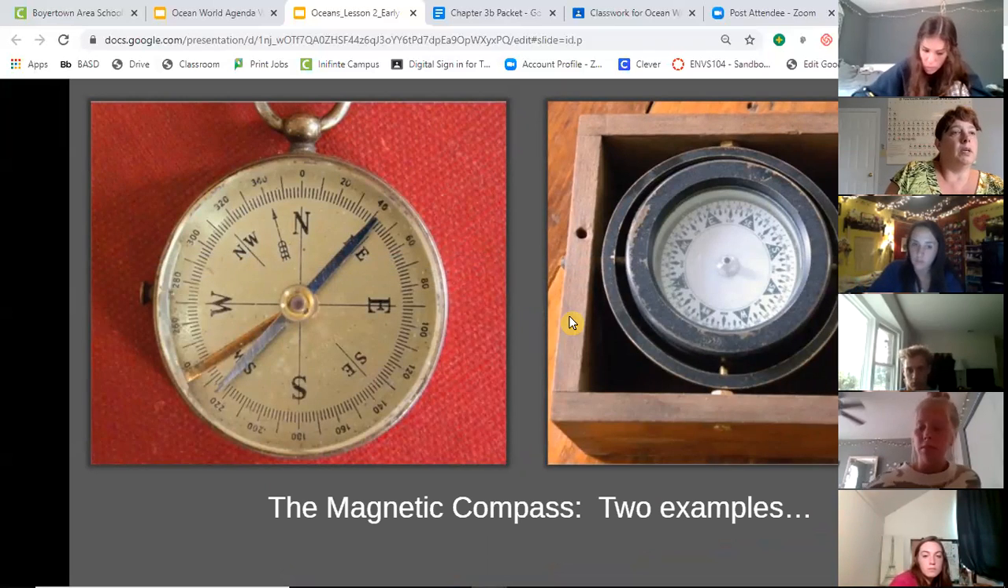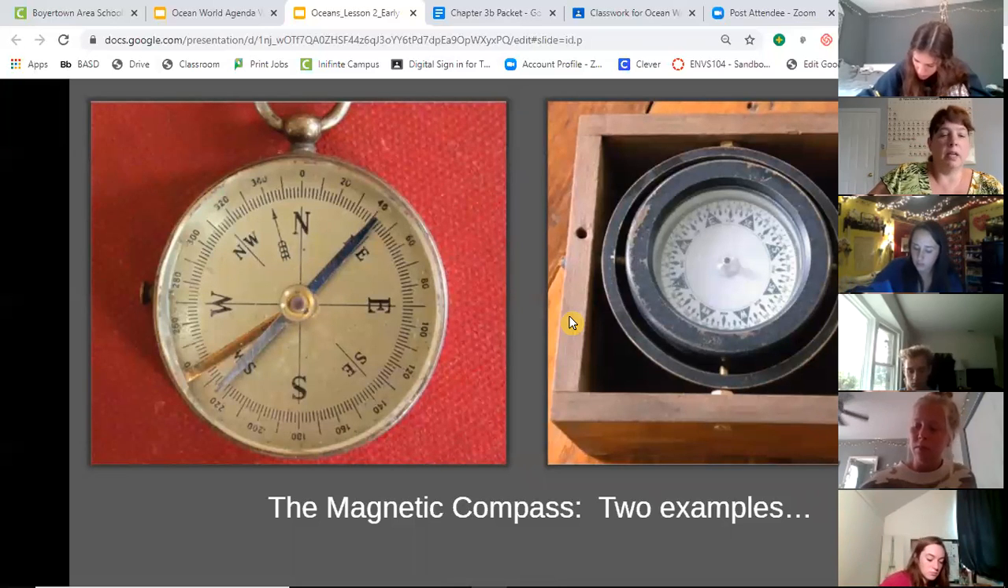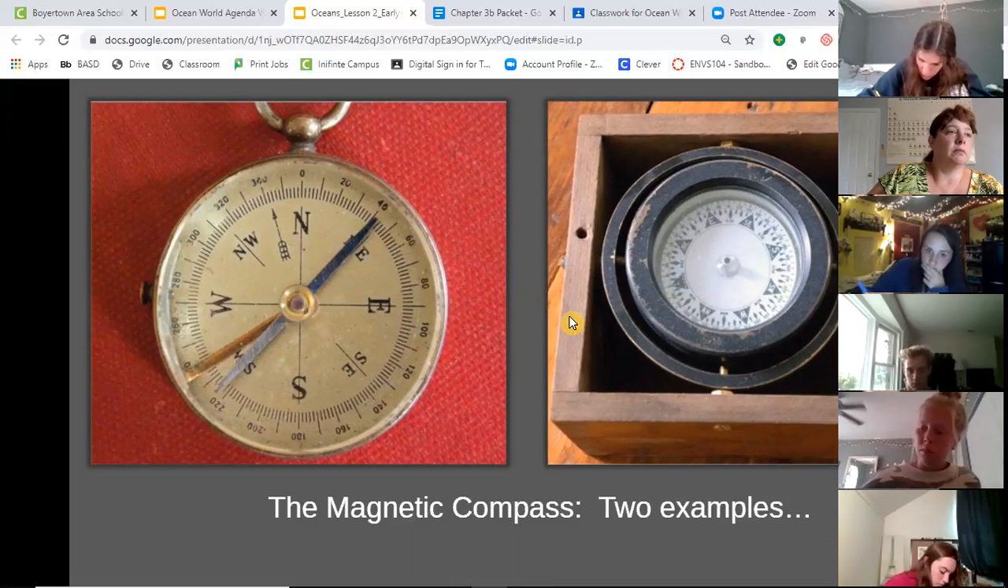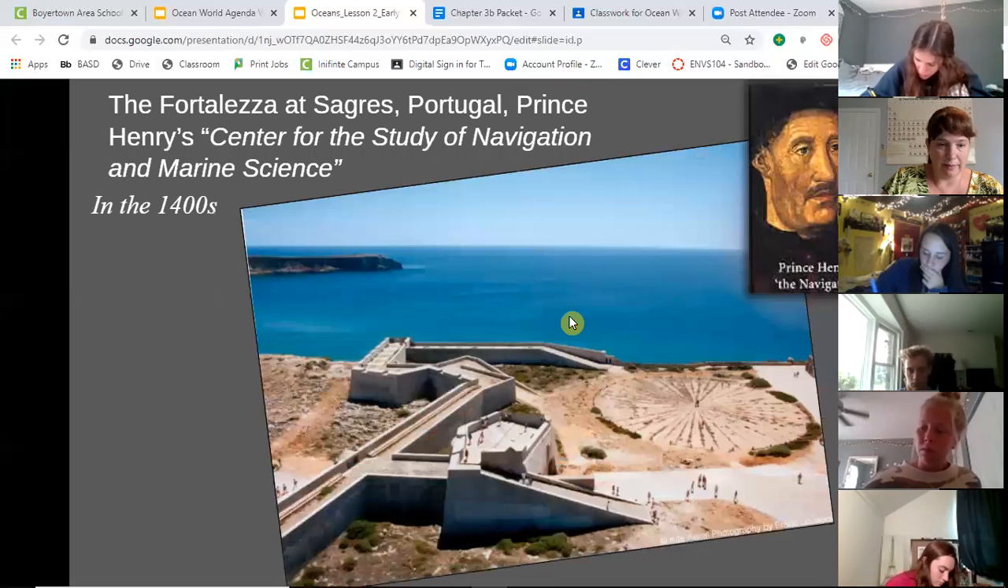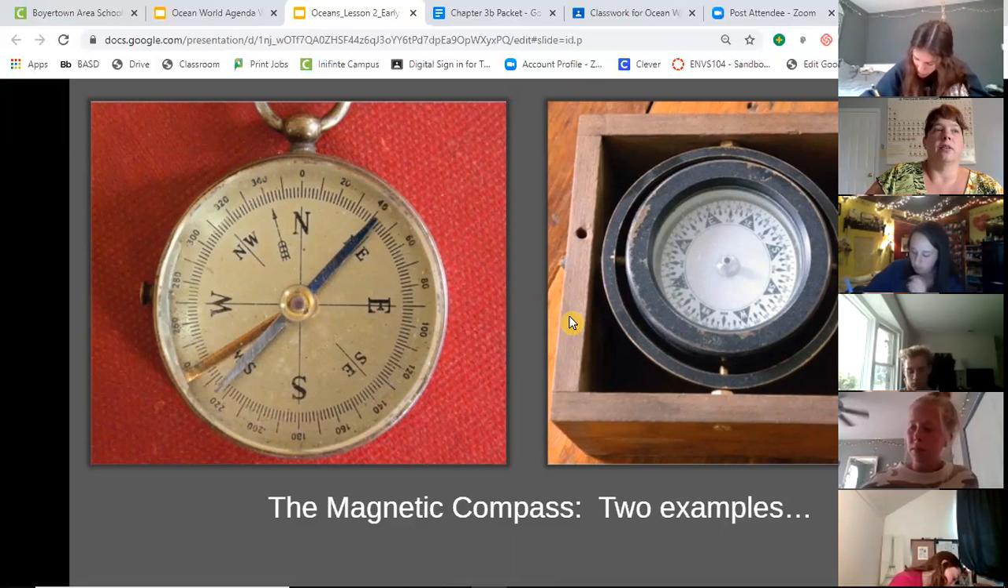The mariners that traveled with, what's his name? Sorry. Prince Henry, they were the first to use a magnetic compass. This was another huge invention that helped sailors travel. They were able to determine their north when they were traveling north, south, east, or west.